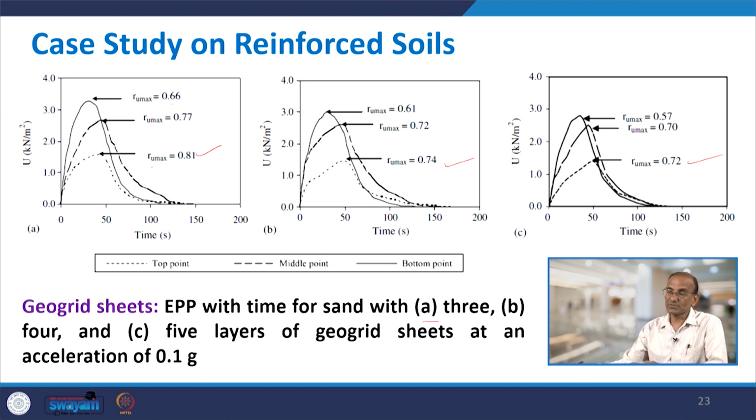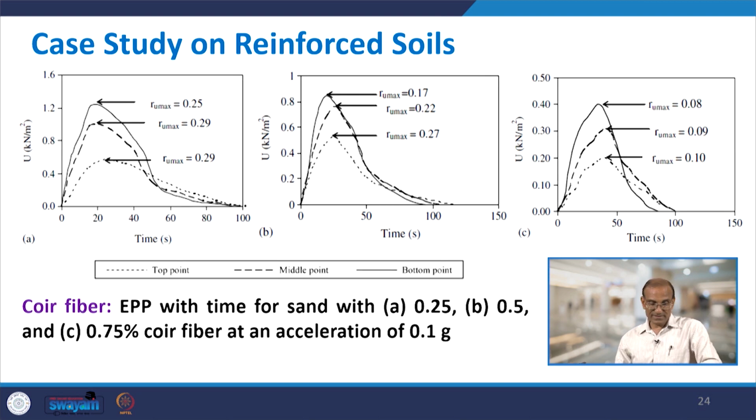This was about the geogrid sheet, and these are the results with the coir fiber. In the case of coir fiber, the percentage by dry weight has been used. So, it is 0.25% of coir fiber, 0.5, 0.75. It was very difficult to mix the coir fiber more than 0.75% inside the soil.